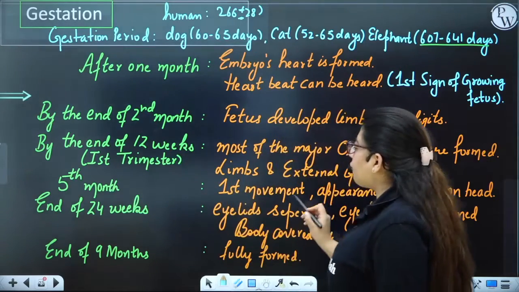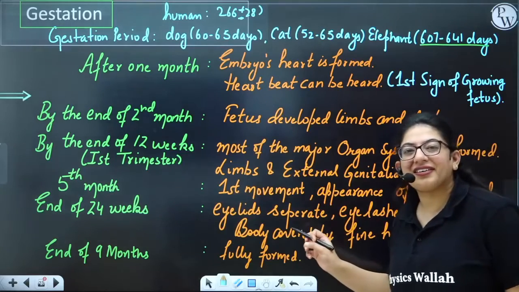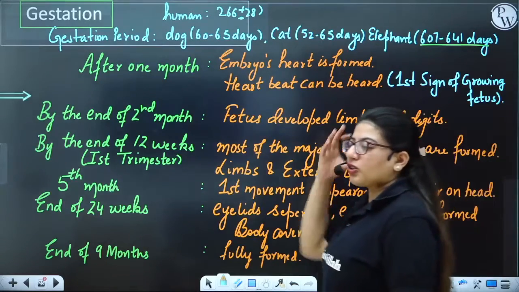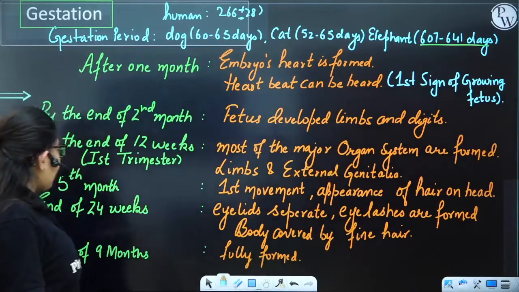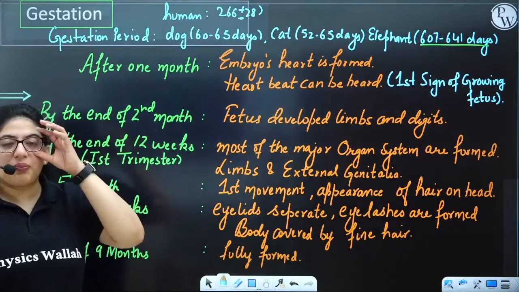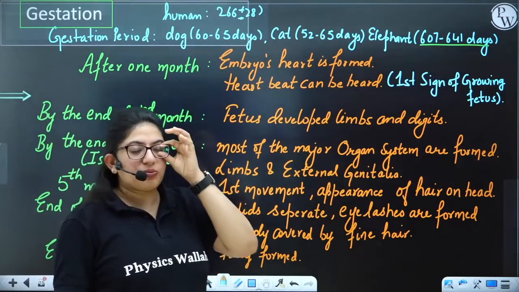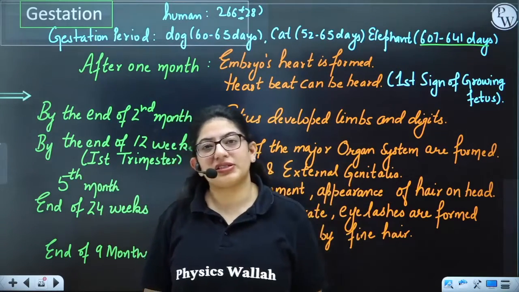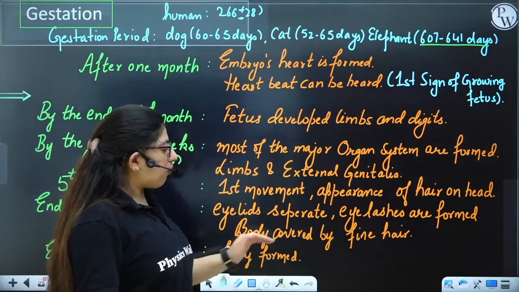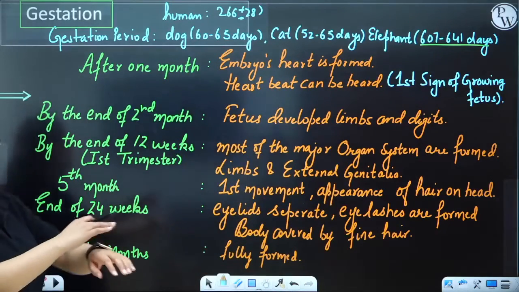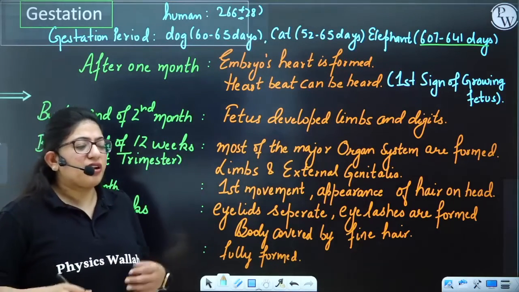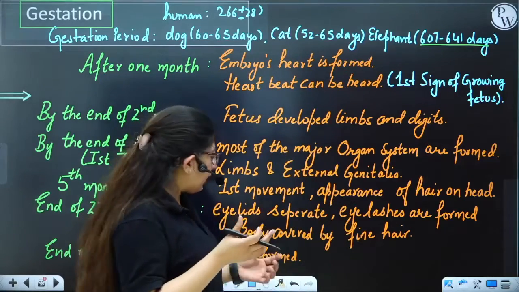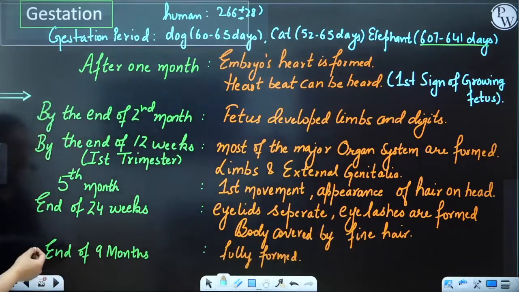Now at the fifth month, the fetus will show first movement that you call a kick. In the movies you must have seen, right? The first movement, appearance of hair on the head. Then at the end of 24 weeks, eyelids will separate. At first, the eyes are not open. The eyelids are joined to each other. But now they are going to separate and the baby is going to see, right? Now eyelashes are also formed. Body is covered by fine hair. You have seen when a baby is born, it has very soft hair on the body. That's the lanugo. Okay. And that appears by the end of 24 weeks.